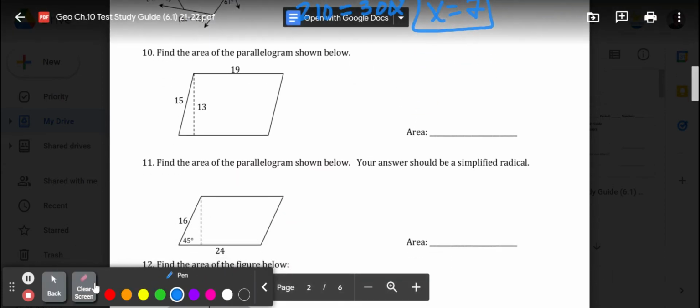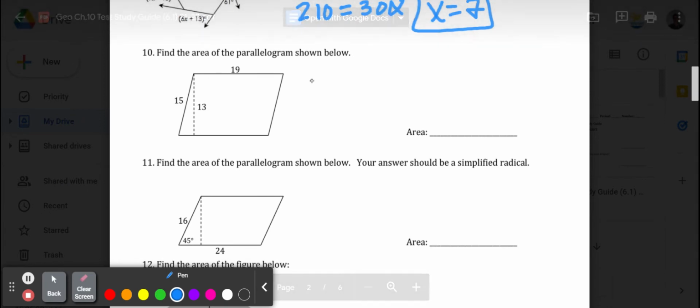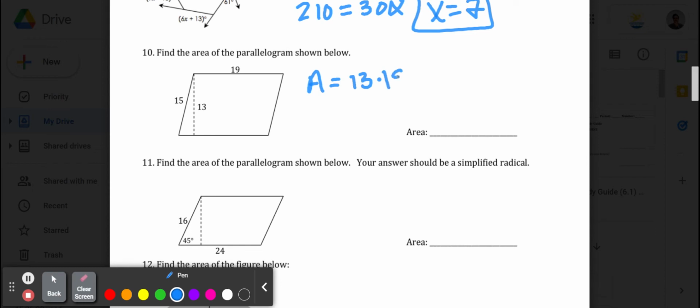Find the area. So area of a parallelogram is base times height. So this is literally 13 times 19. Oh, I could do that. That's 247 square units. I don't see units on this.